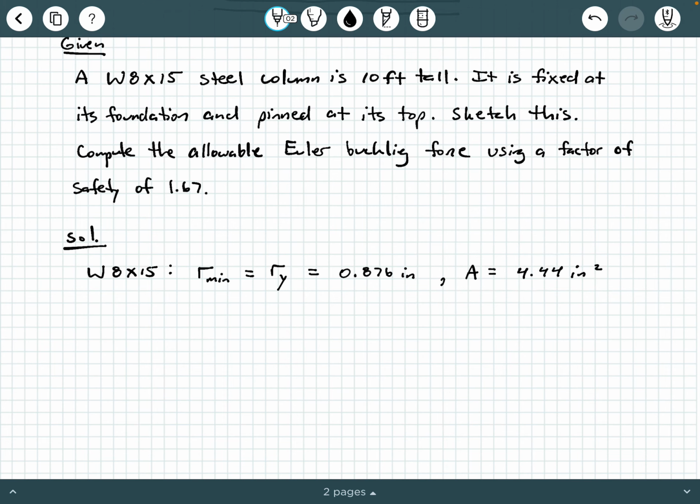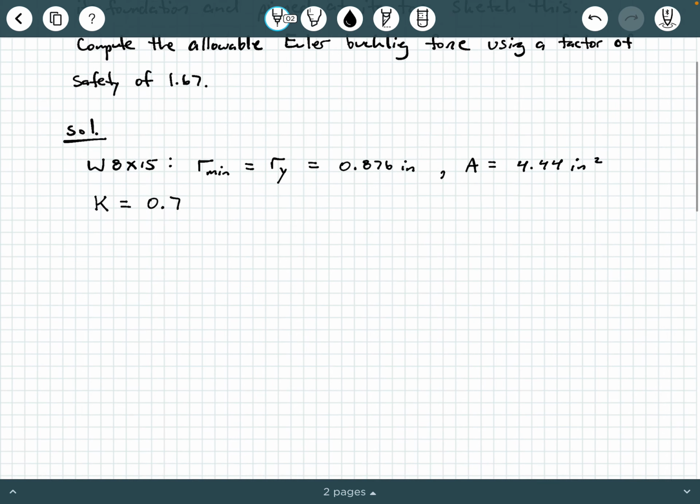Now, the next thing we're being told is that the column is fixed at its foundation and pinned at its top. What does that mean? That means the effective length factor, K, is 0.7. So if we want to sketch this like the problem asks, we're going to have a pin at the top and a fixed connection at the bottom. The total length here is L equals 10 feet, and just to get my units straightened out, I'm going to convert that to 120 inches.